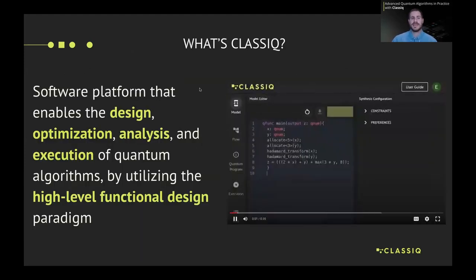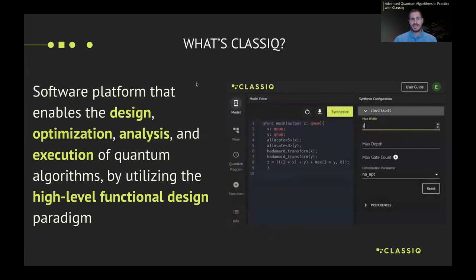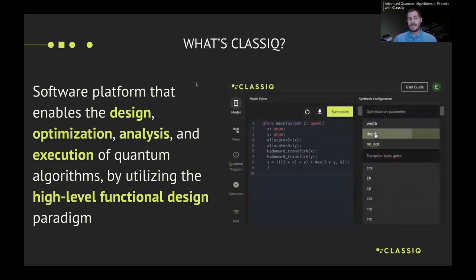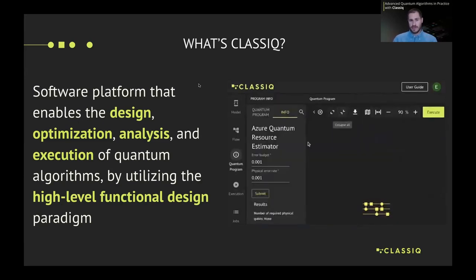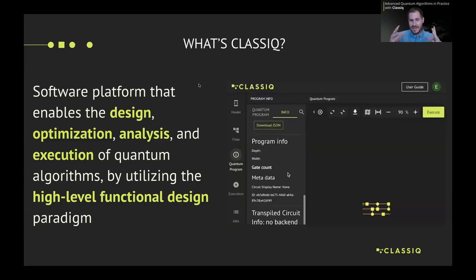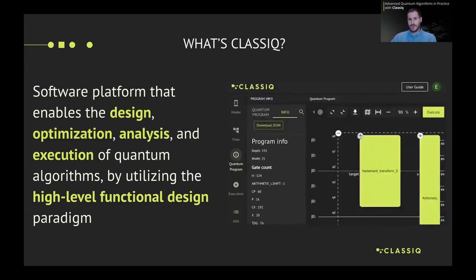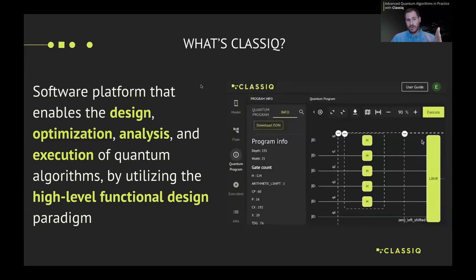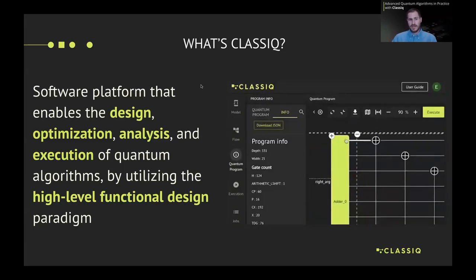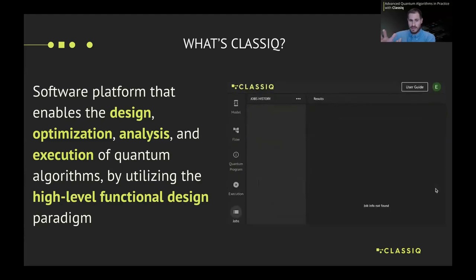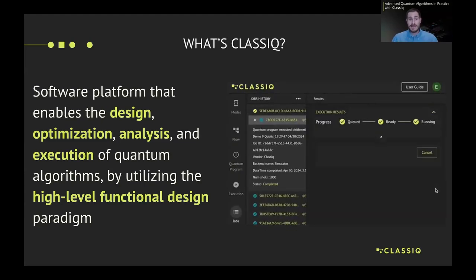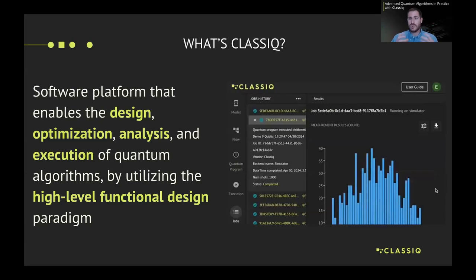So what is Classiq? Classiq is a software platform that enables the design, optimization, analysis, and execution of quantum algorithms by utilizing the high-level functional design paradigm. So it gives exactly the ability to do what we want to do, right? We want to focus on the quantum algorithm on the functional level, to come up with new and novel algorithms, both design them and implement them theoretically without any domain-specific problem, and then connect them to a domain-specific problem and actually solve it. And Classiq enables us to do that.